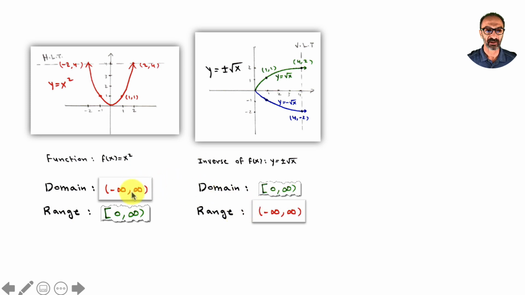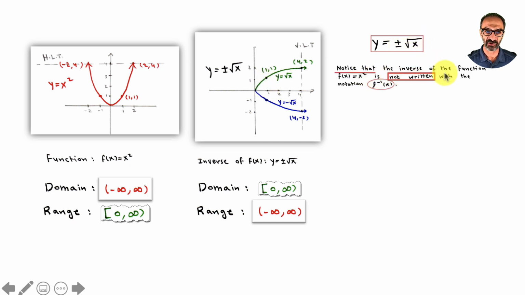And if you notice right here, the domain of the function is the range of the inverse, and the range of the function is the domain of the inverse. I know I'm using the same color here, but this is x in this graph and this is y in this graph. Just to be aware of that. So this right here is plus minus square root of x.